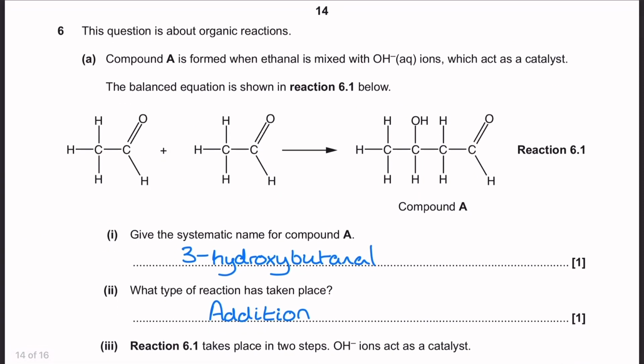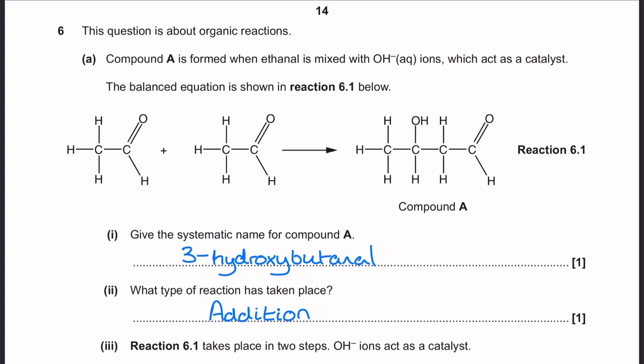Moving on to question 6. This question is about organic reactions. This is a real toughie. Compound A is formed when ethanol is mixed with OH- ions. So that's the alkali ion, effectively. So hydroxide ions here, which act as a catalyst. That's so incredibly important because that means they're going to get regenerated, and we're going to need to know that information further down the page.